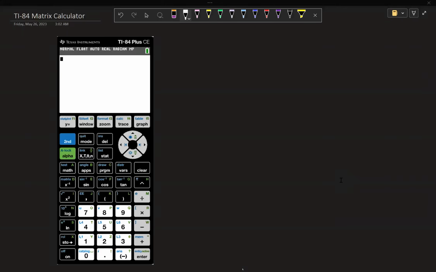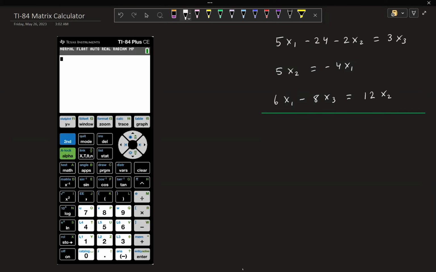In this video, I'm just going to go over how to solve a system of equations using a TI-84. So first, let's say you have the following system of equations. So the first step is to rewrite each equation in the following form.